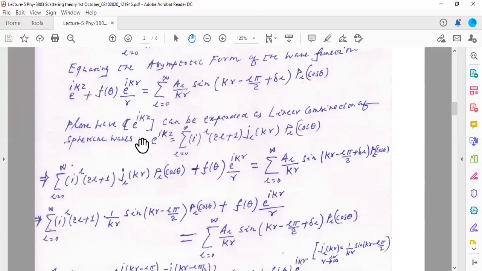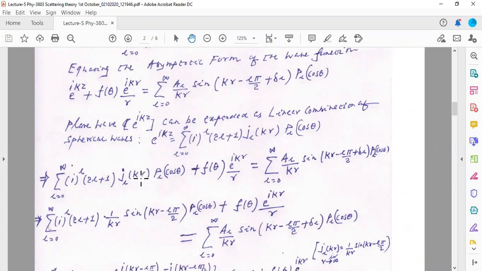This you can see here, and the term remains as it is: f of theta, the scattering amplitude, times e to the power of ikr over r, and the term sine delta_l over kr remains as it is, with P_l of cos theta. So in this equation I only make a change here, substituting e to the power of ikz. Now you see I have this special function, the spherical Bessel function of order l with argument kr, and we are writing this expression for an asymptotic solution, when r is very large, so kr is very large.